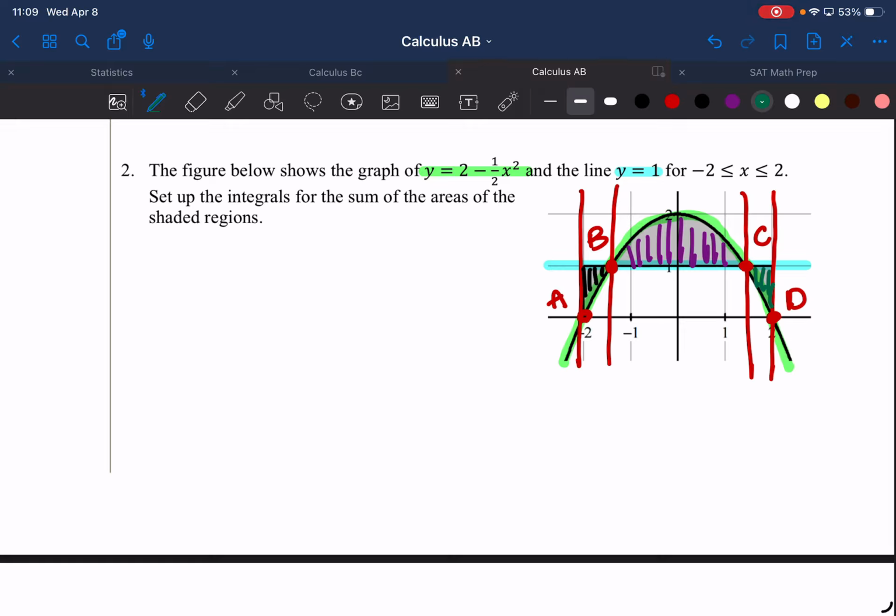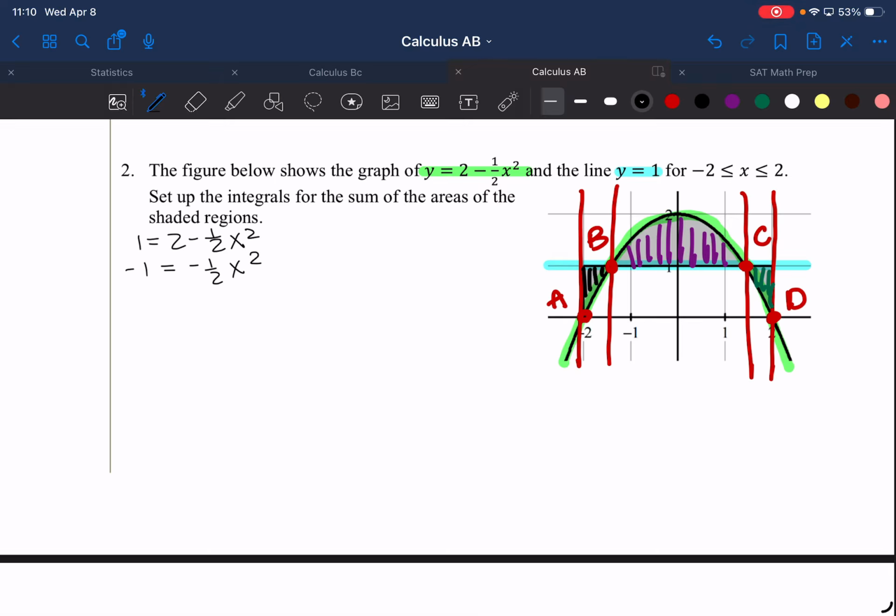Okay, so the first thing we want to do is we need to find those intersections. In order to find the intersection, let's go ahead and continue that by hand. We know how to set 2 equations equal to each other and solve for a variable. So we have 1 is equal to 2 minus 1/2 x squared. That's setting the line equal to the quadratic, and now I'm solving for x. So I'm going to subtract 2 to the other side, and I get negative 1 is equal to negative 1/2 x squared.